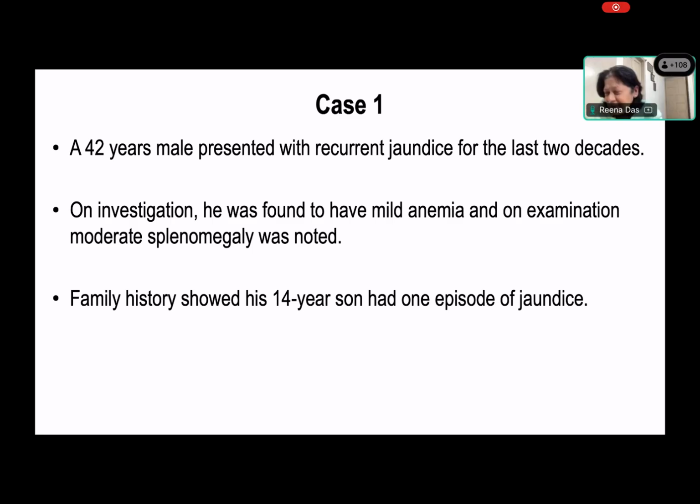So I'll ask Ankita to discuss the first case, maybe just the beginning. Yes, ma'am. A 42-year-old male presented with recurrent jaundice for the last 2 decades. On investigation, he was found to have mild anemia, and on examination, moderate splenomegaly was noted. The family history showed his 14-year-old son had 1 episode of jaundice.